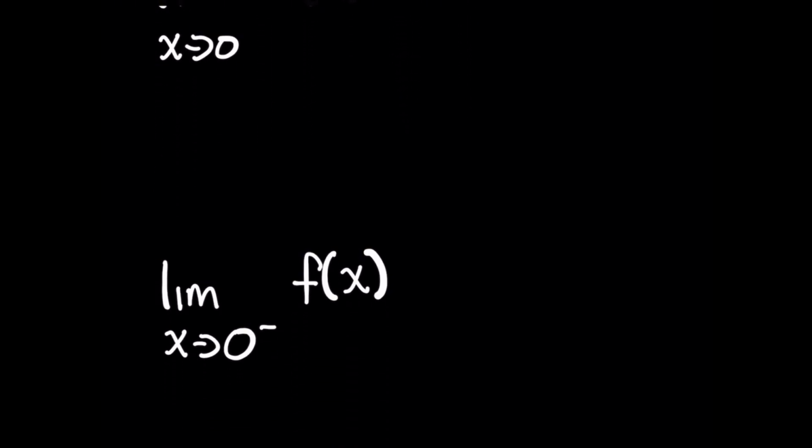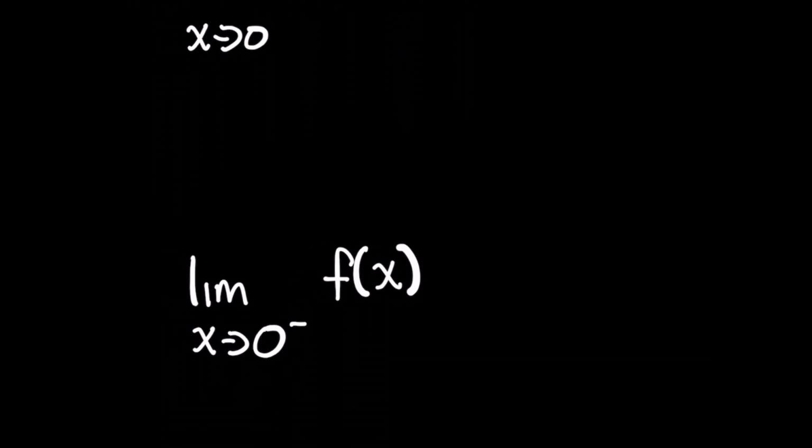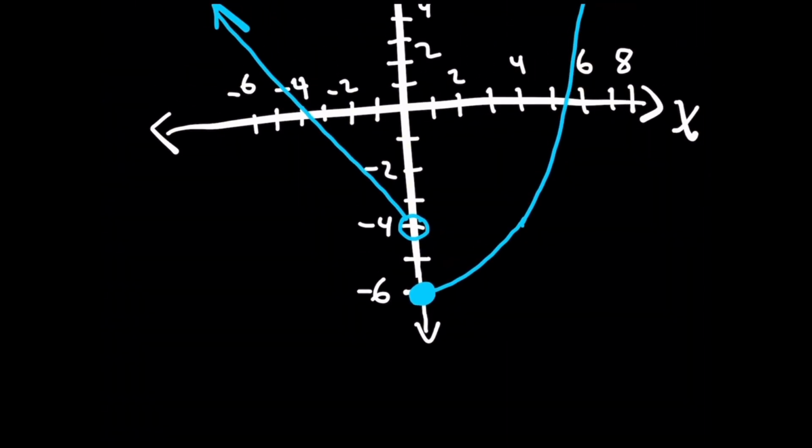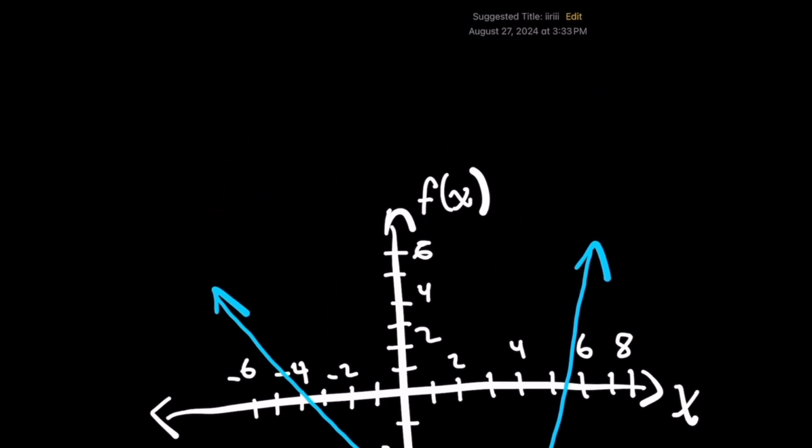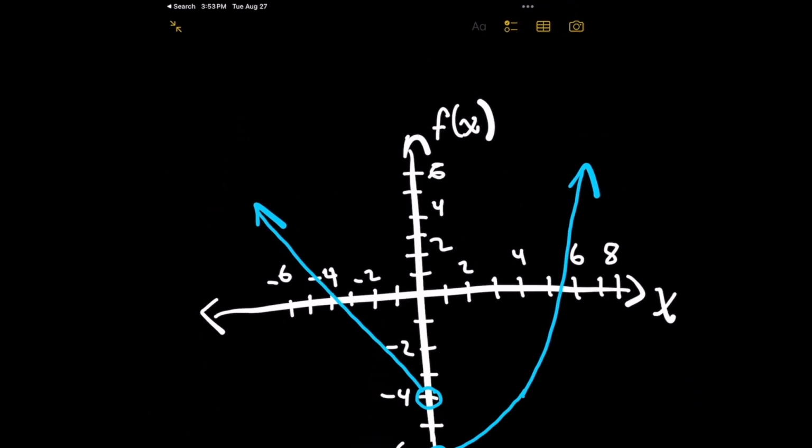So what I'm going to start with is I want to approach x equals 0 from the left, and I'm going to use this minus notation here to indicate that. And I want to figure out, A, do I get a value for the limit, and B, if not, then what does that tell us?